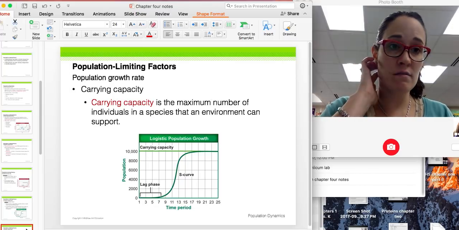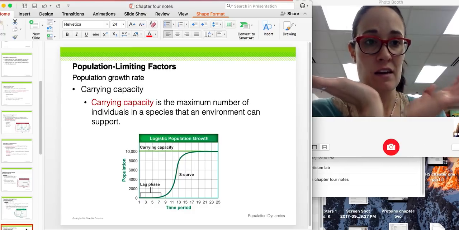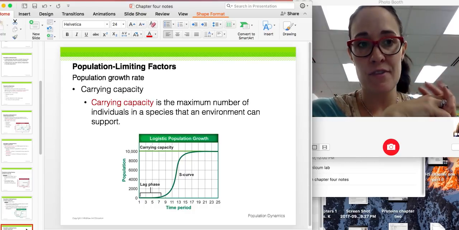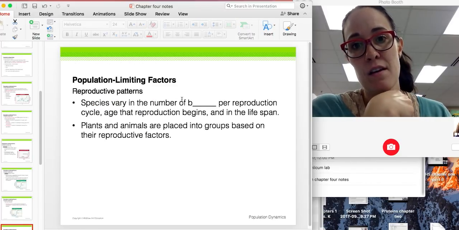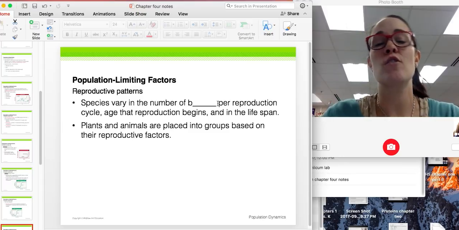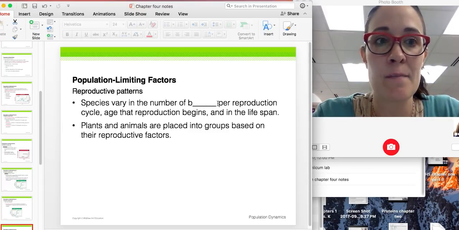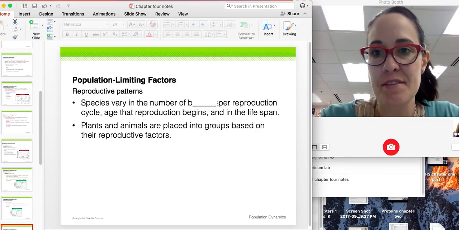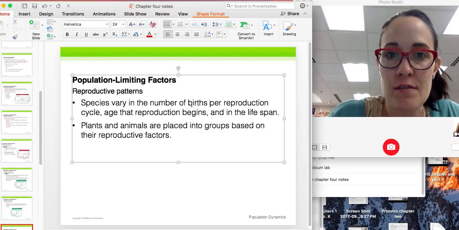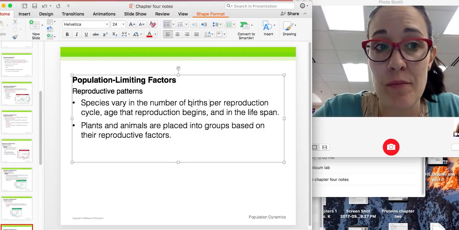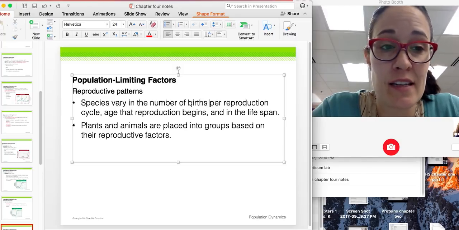Just think about it. One environment could have plenty of food to eat. One could have not enough to eat. Each different environment is going to have a different carrying capacity. Something interesting to note about populations: different species differ in their reproductive patterns. They differ in the number of births per reproductive cycle, in the age that reproduction begins, and in the lifespan.